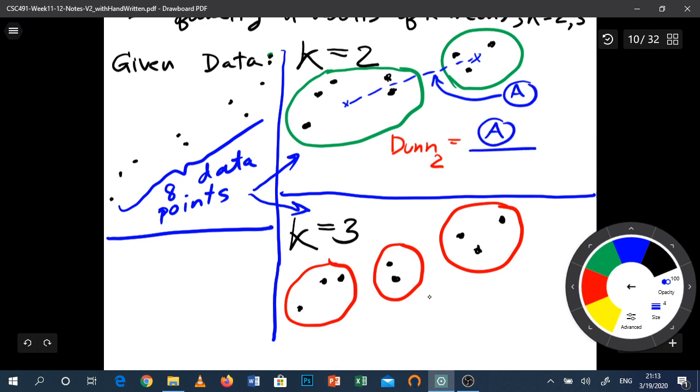Now what goes to the bottom? It's the maximum distance between any pair of data points in any cluster. So in this case, I would think that this pair is the one, and if I call this distance B, these should be put together as a ratio into the Dunn index of k equal to 2.